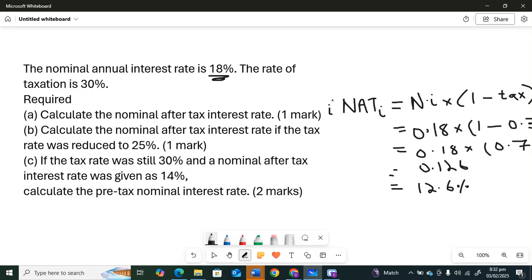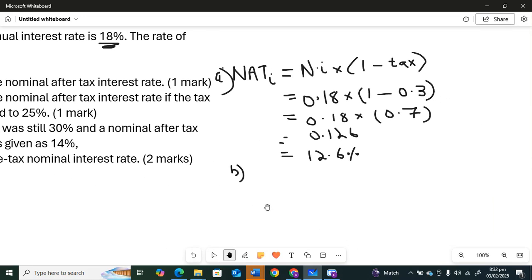Let's go to part B. It says, calculate the nominal after tax interest rate if the tax was reduced to 25%. Okay, so tax has been reduced. So we're using the same formula. The nominal after tax interest rate equals the nominal interest rate, NI, multiplied by 1 minus the tax rate.